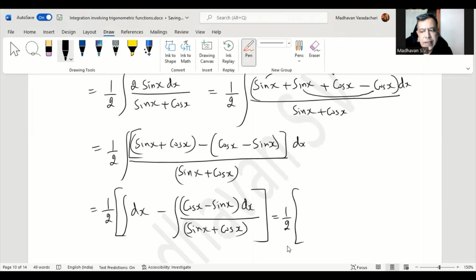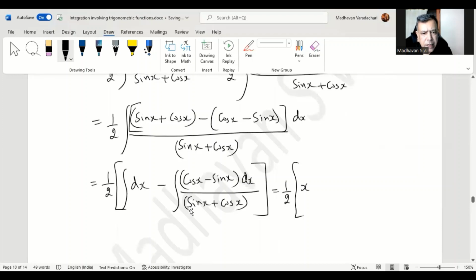First one, if I integrate dx, it is nothing but x. If you look into the denominator, if I differentiate sin x, I get this cos x. If I differentiate cos x, I get this minus sin x. So I can simply write this as minus logarithm of modulus of sin x plus cos x, because logarithm cannot be evaluated for negative numbers, that's why I'm incorporating a modulus symbol, the whole thing plus a constant c. That is the result for this particular problem.